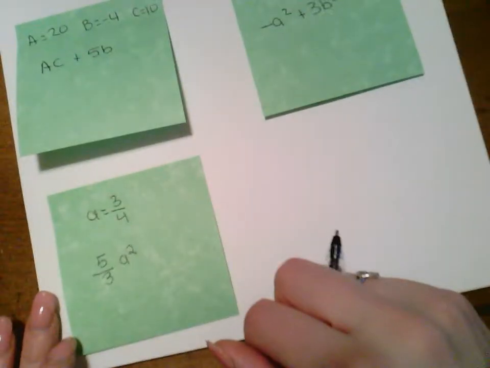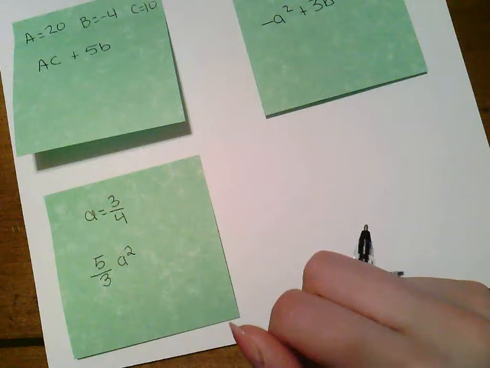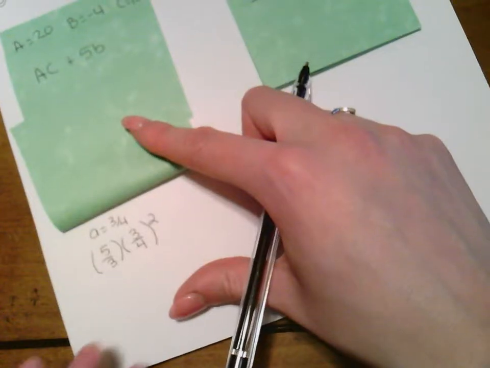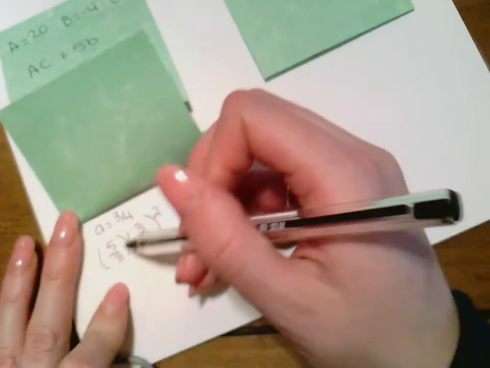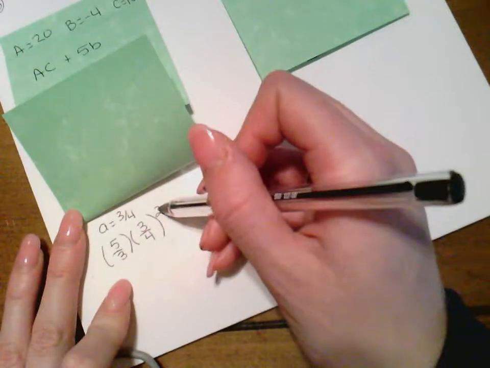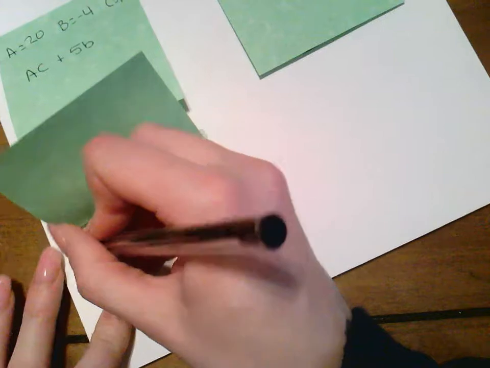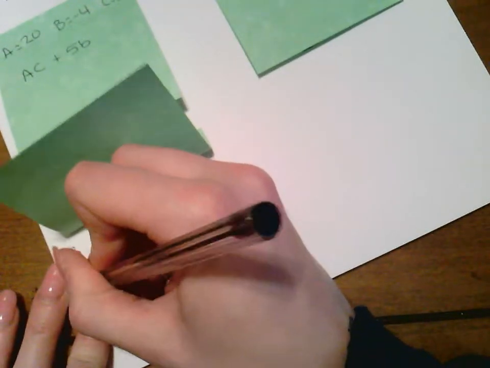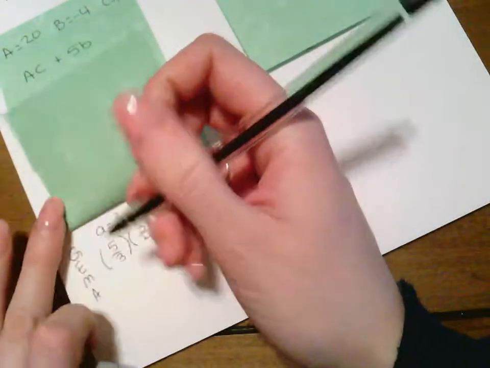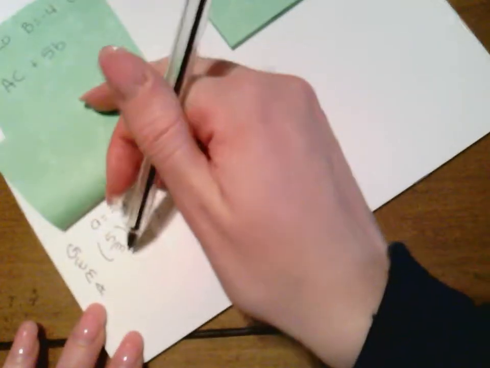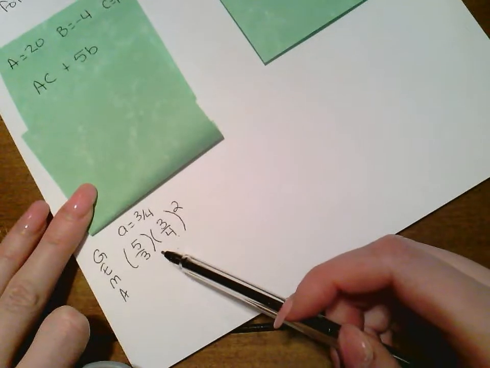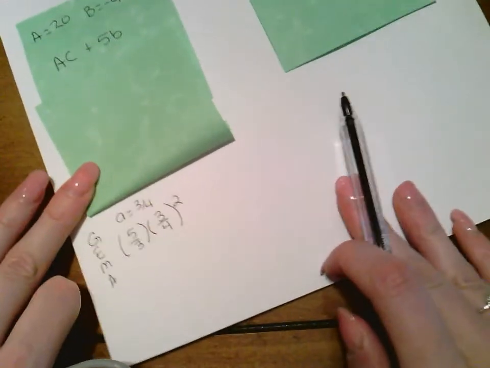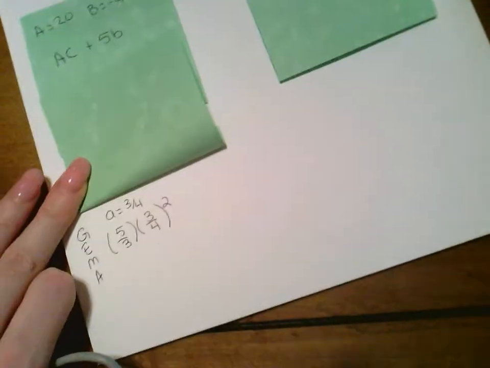Take a second on your own and see if you can rewrite the expression. When I plugged it in, I got 5 over 3 times 3 over 4 squared. So again, we are still following the GEMMA rules. My first says to do groupings. Now I have fractions. I could simplify them to decimals. However, that just makes an ugly decimal. So I would rather leave them as a fraction for this case.